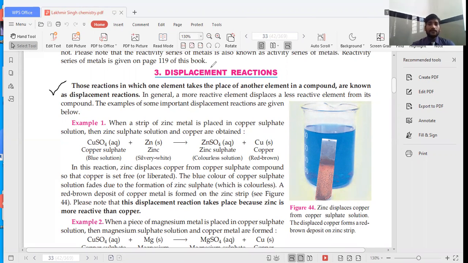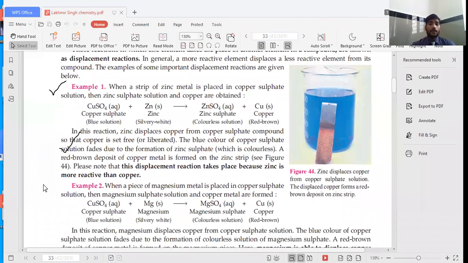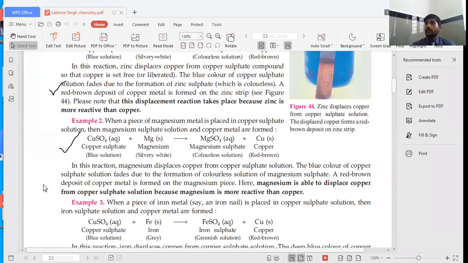We have just discussed the example of copper sulfate and zinc, right? A similar reaction will be observed in the case of copper sulfate with magnesium, because magnesium is also more reactive than copper. It will displace copper from copper sulfate solution to form magnesium sulfate, and copper metal will be deposited. In this reaction also you will observe that the blue color of the solution fades slowly, and finally you will get a colorless solution of MgSO4, and a reddish brown metal will be deposited at the bottom of the test tube or on the metal strip, depending upon what you are using.